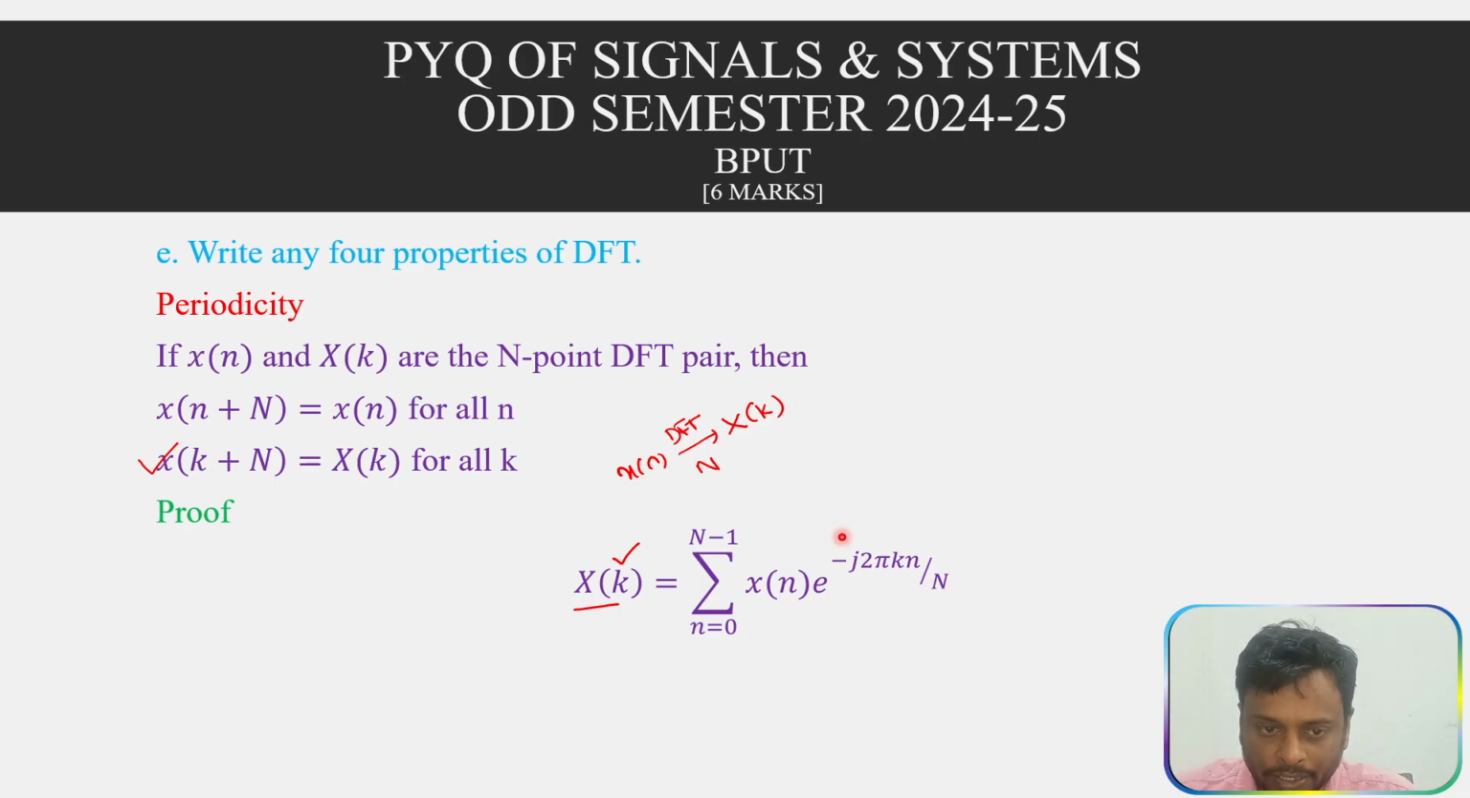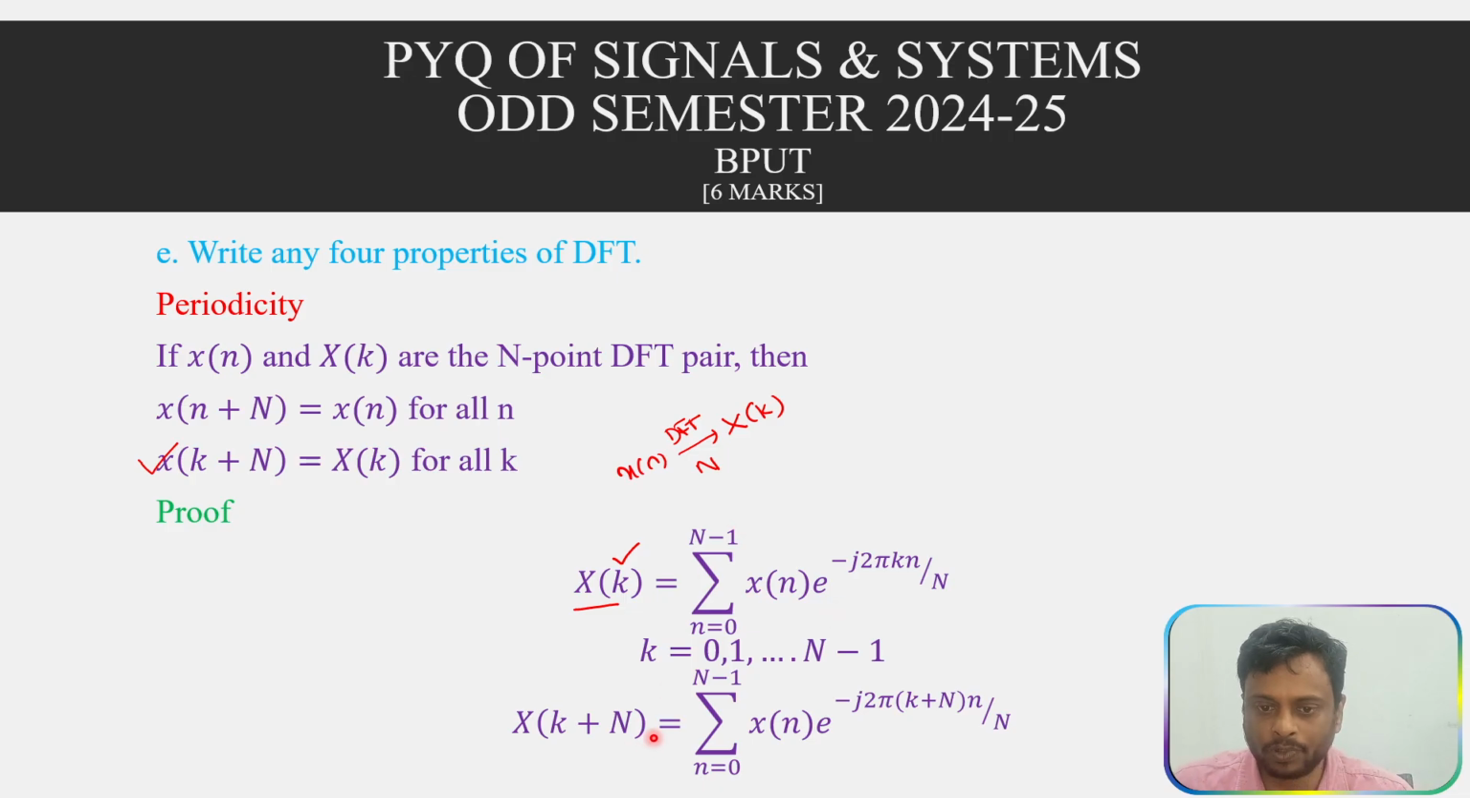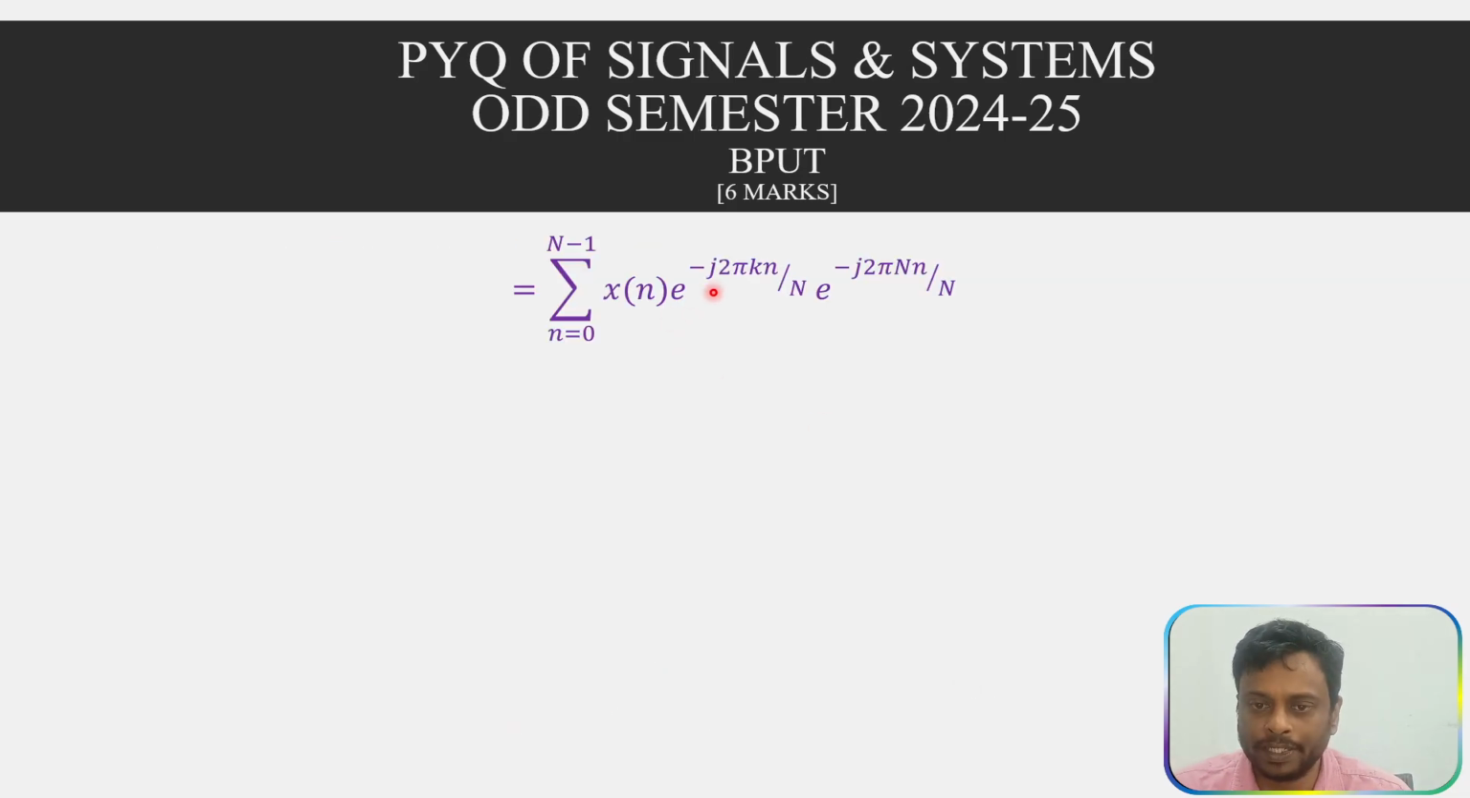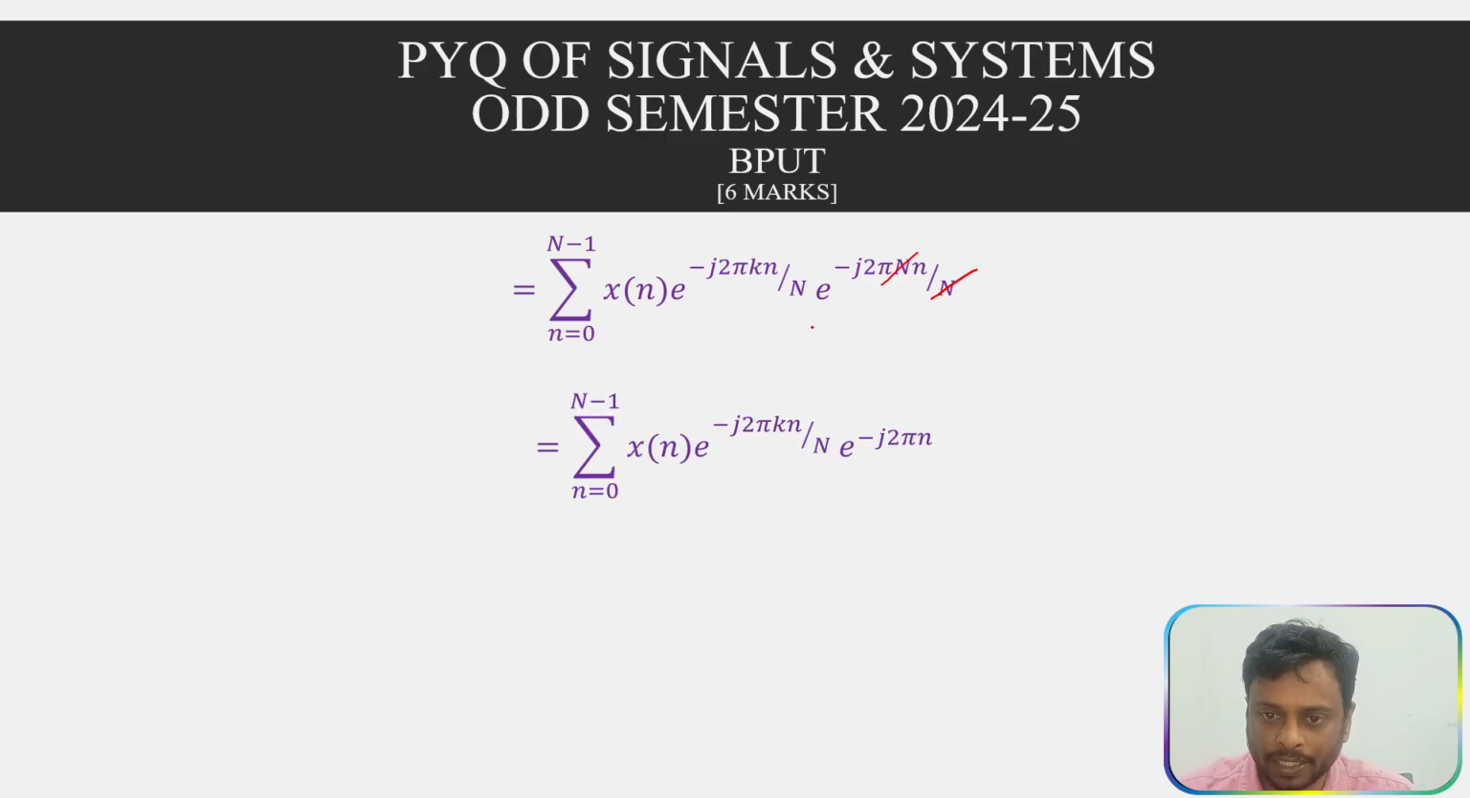Here k is from 0 to n minus 1. So in place of k, we will be putting k plus n. This is summation of n equal to 0 to n minus 1 of x of n, where k is replaced by k plus n, multiplied by n divided by n. If we multiply, it will be e to the power minus j 2 pi k n divided by n into e to the power minus j 2 pi n small n divided by n. So this n and capital N will cancel out, and we are left with e to the power of minus j 2 pi n.